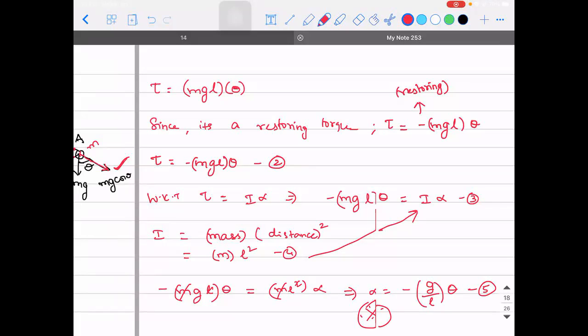Since I'm explaining this, the derivation is going big. Actually, if you see, it is only 5 to 6 steps. After I complete this, I'll give you a simplified version of how you can practice. So alpha is equal to minus g by L into theta. Correct? Yes, sir. So, shall I proceed?